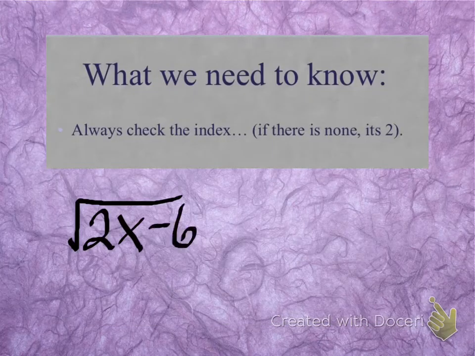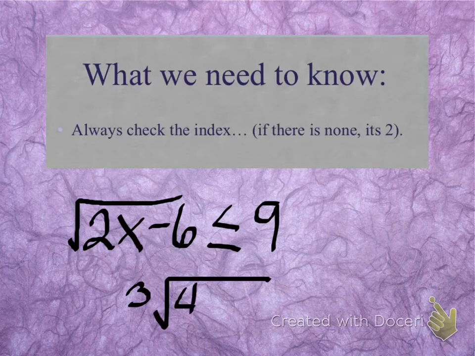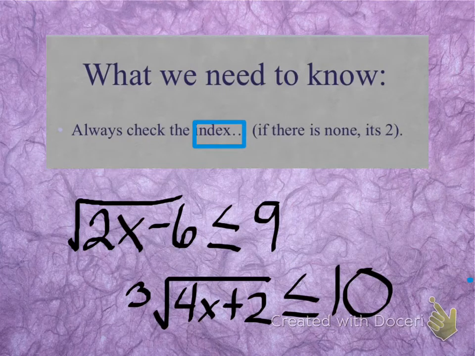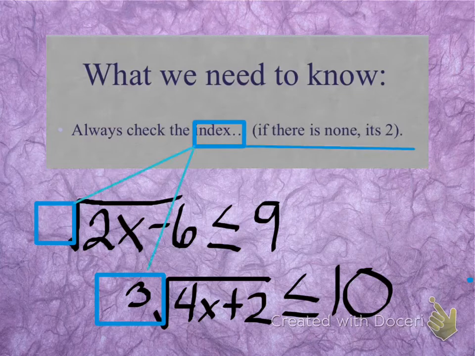What we need to know: always check the index. If there is none, it's 2. This is important because the index is the number by which you will power both sides of the equation in order to get rid of the radical sign. In the first example, since there is none, the index is 2. In the second one, it's 3, but that number can always change.